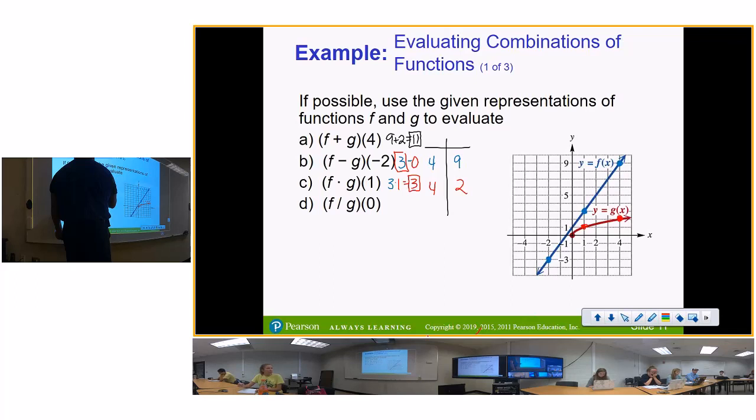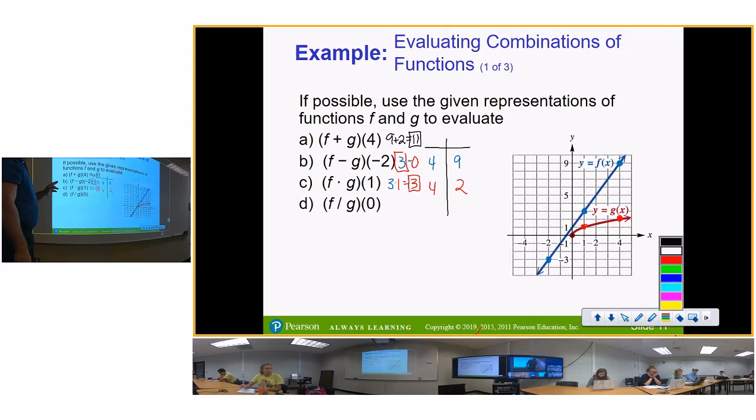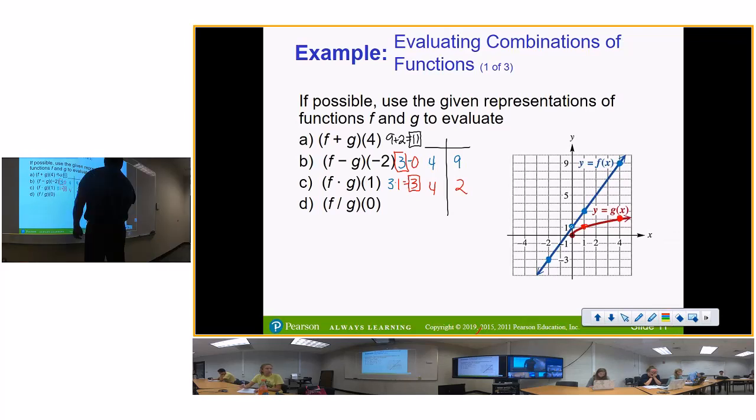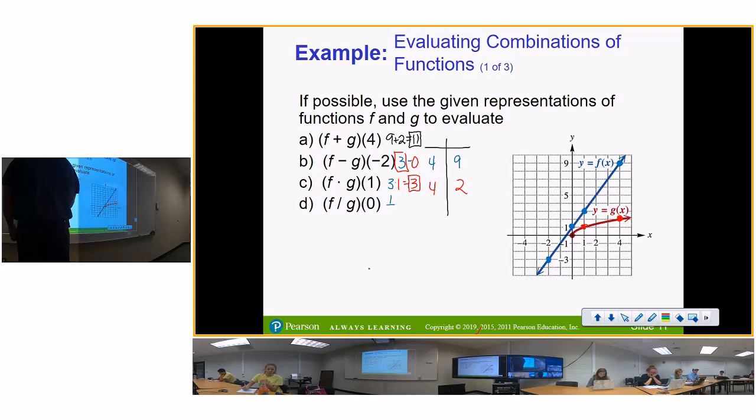And then f over g at 0. So blue line at 0 is what? 1. Red is what? 0. So divide by 0, you get what? Undefined. So that should be your answers. This is nothing but 100% reading the graph.